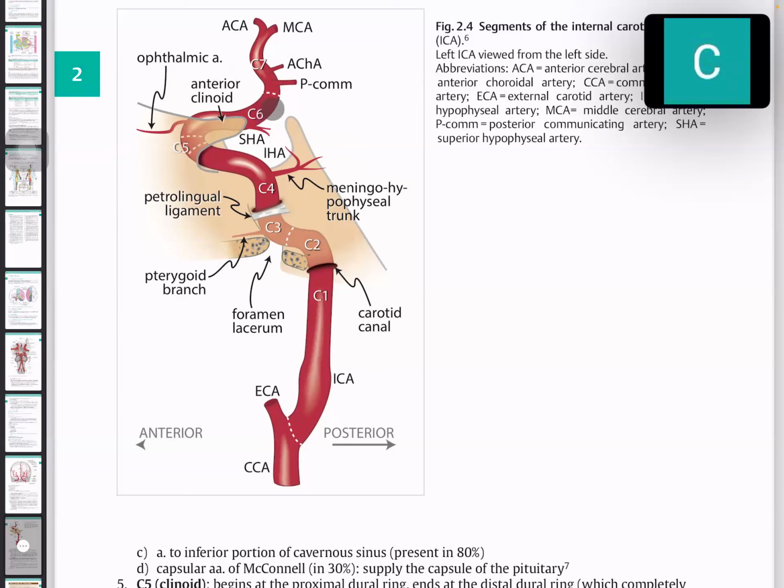And then it curves upwards and forms the C7, which is the communicating segment. The communicating segment gives out branches. The first branch is the posterior communicating artery, at its posterior medial part, which will run posteriorly to anastomose with the posterior cerebral artery from the basilar bifurcation. It then gives the anterior choroidal artery.